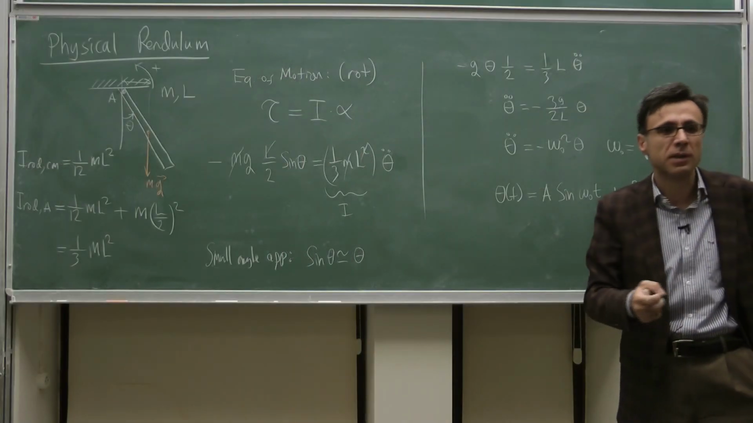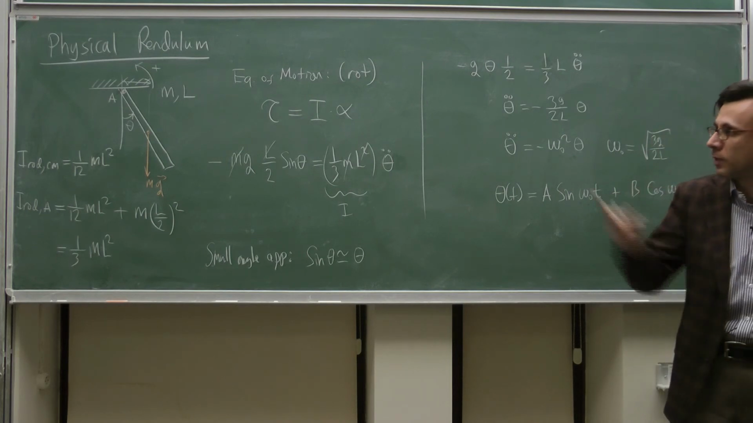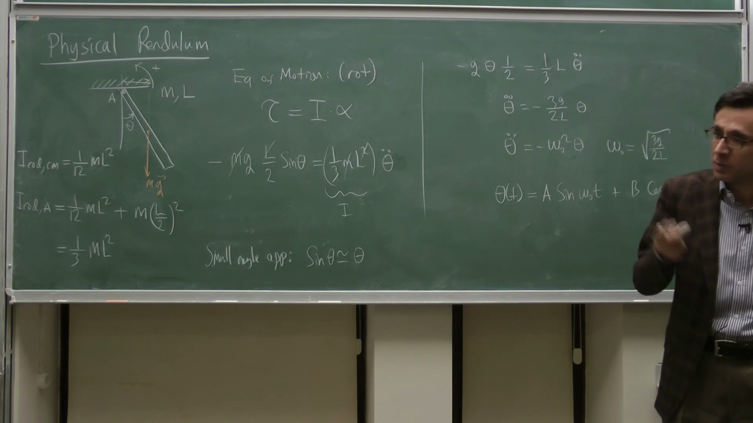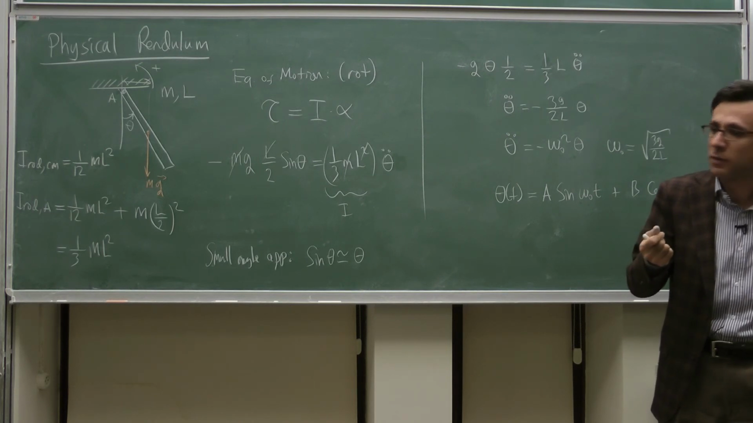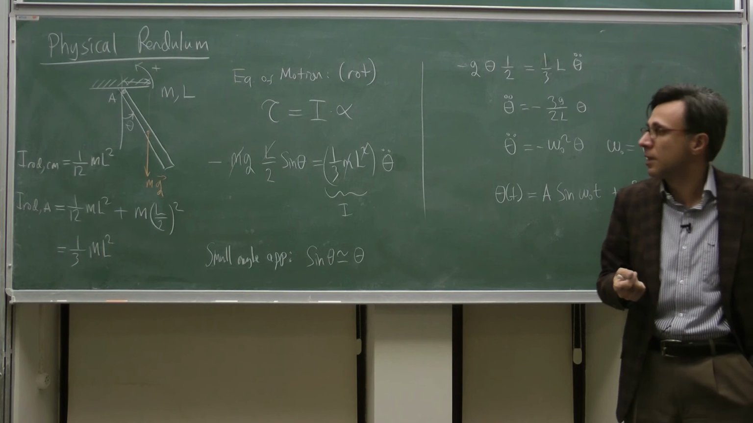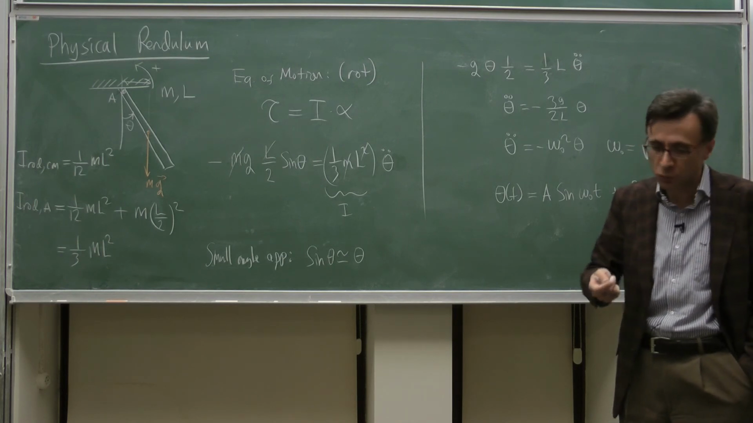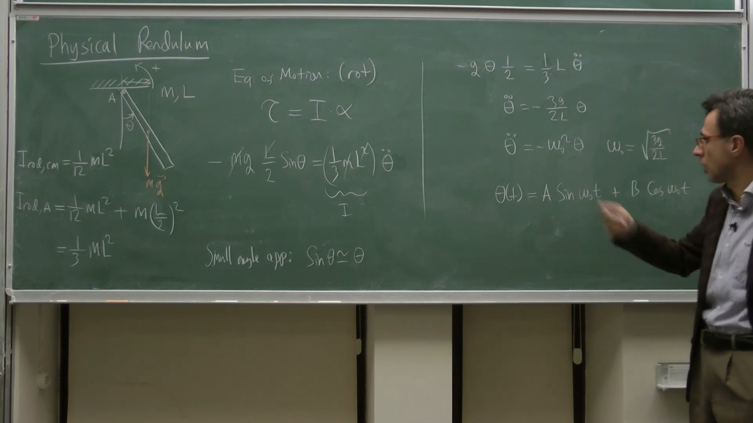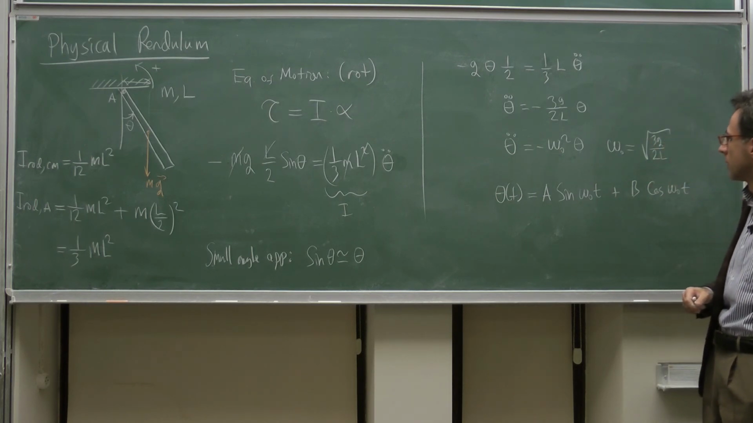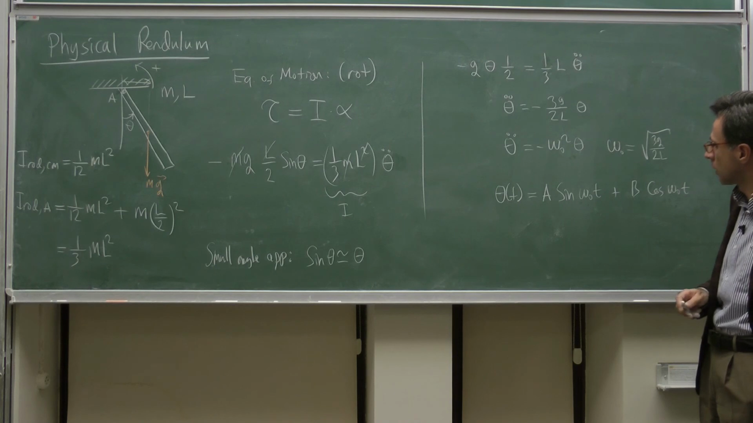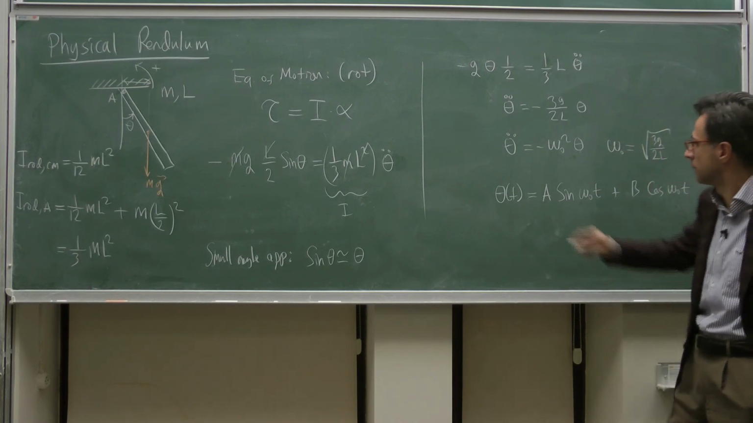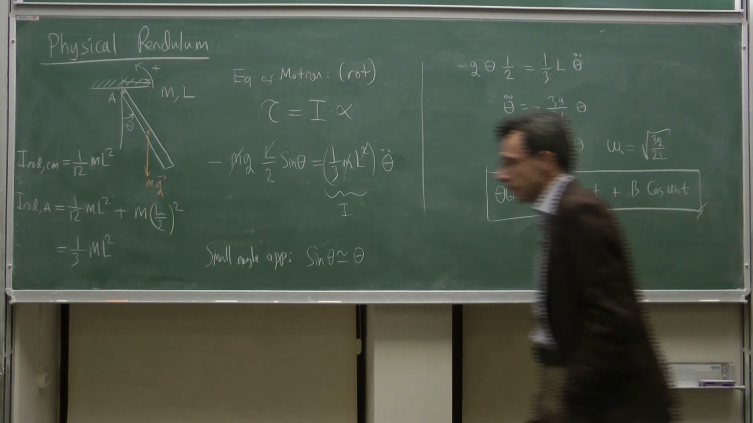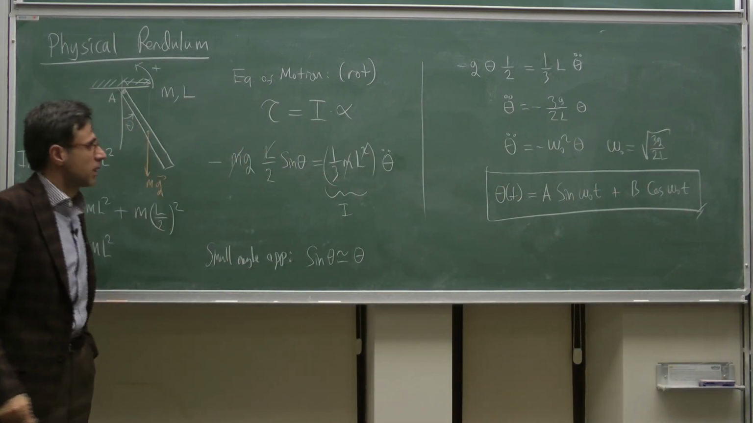The initial conditions: what is the initial value of theta? You pull this slightly up, say 1 degree. And the other initial condition, what is the initial angular velocity of the system? If you release it from rest, then the initial angular velocity is going to be 0. You have two unknowns and a set of initial conditions, so you find A and B accordingly. So that's the end of the question.